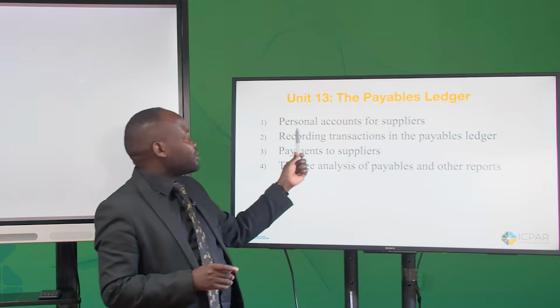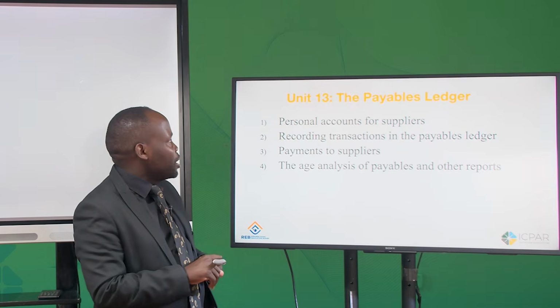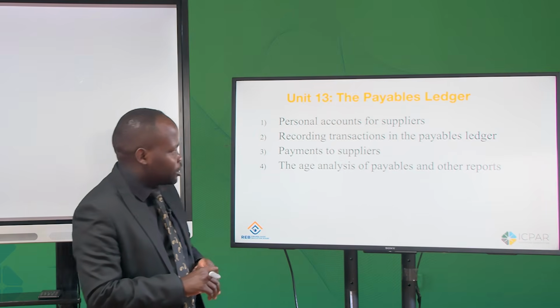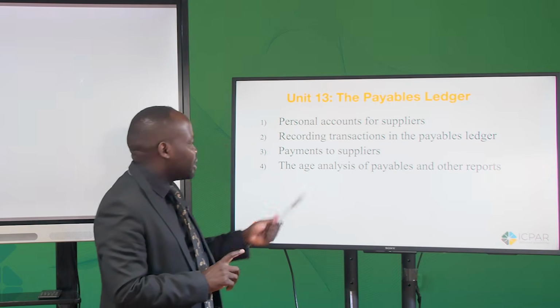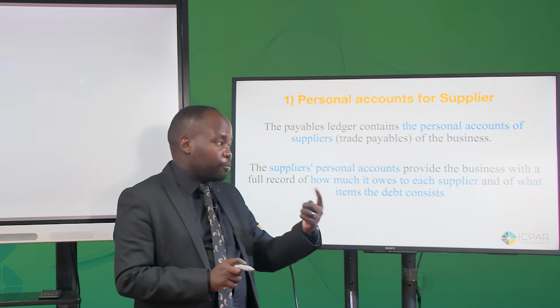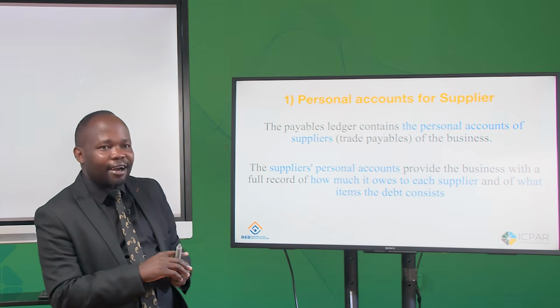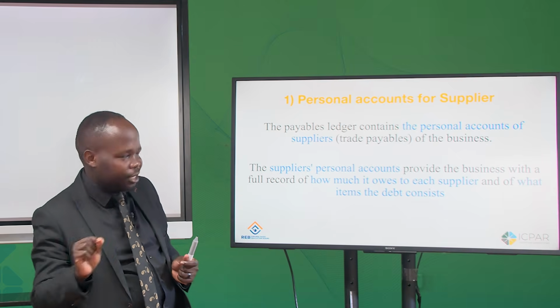Number 1, personal accounts for suppliers. How do we open the personal accounts? Recording transactions in the suppliers or payables ledger, payments to suppliers, and the age analysis of suppliers or of payables. Now, personal accounts of suppliers are recorded in what we call the payables ledger.